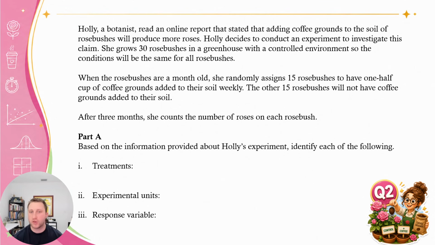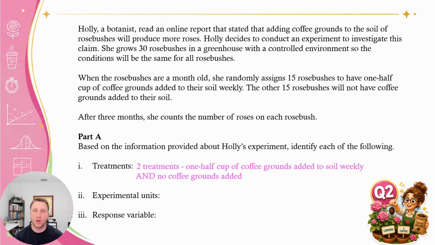When the rose bushes are about a month old, she randomly assigns 15 of them to have a half a cup of coffee grounds added to their soil every week, and the other 15 rose bushes not to have any coffee grounds added to their soil. And after 3 months, she counts the number of roses on each rose bush. We are being asked to identify the treatments, the experimental units, as well as the response variable for Holly's experiment.